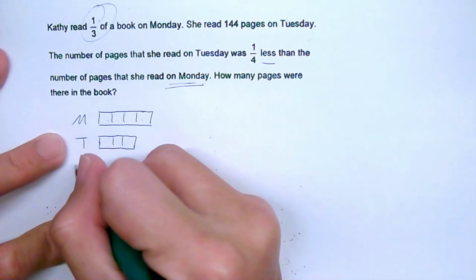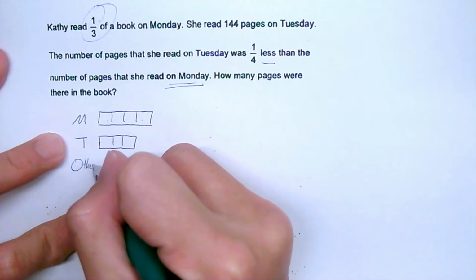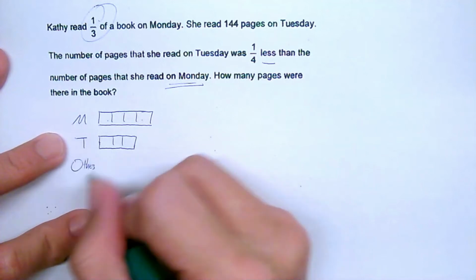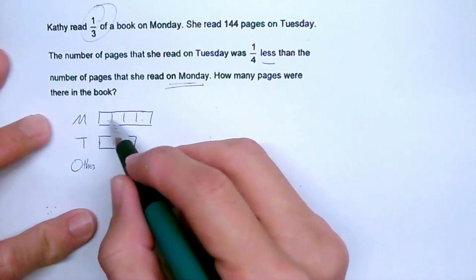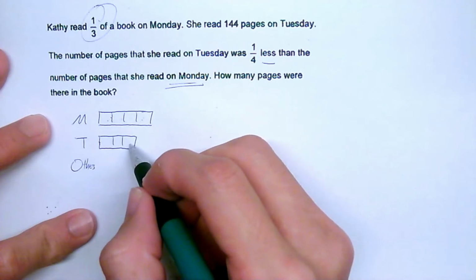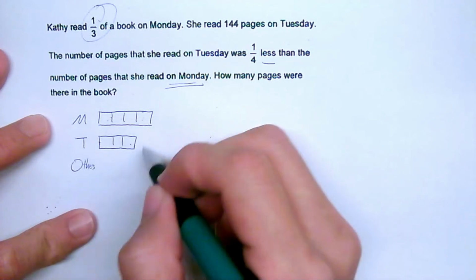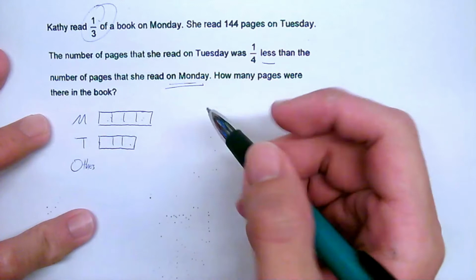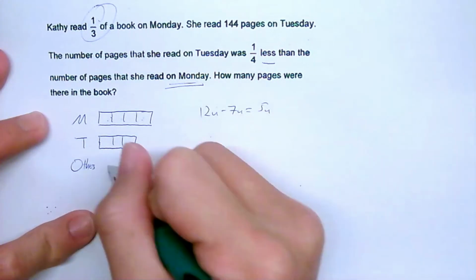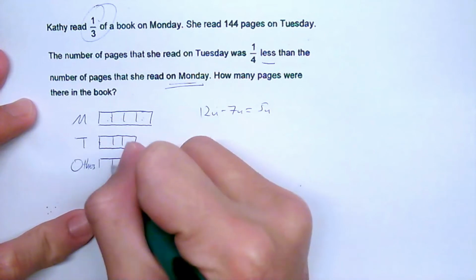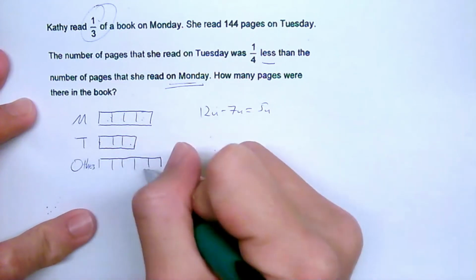Okay, so I'm going to put O for others. So there's Monday, Tuesday, and other days. Total should have 12 units. How many units are there now? 1, 2, 3, 4, 5, 6, 7. Total should have 12. I'm left with how many units? I'm left with 12 minus 7. 12 units minus 7 units equals 5 units. So I need to draw 5 more. 1, 2, 3, 4, 5.